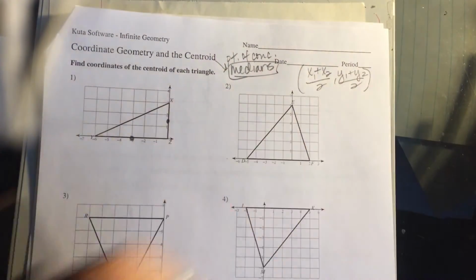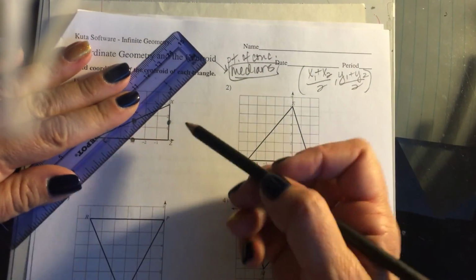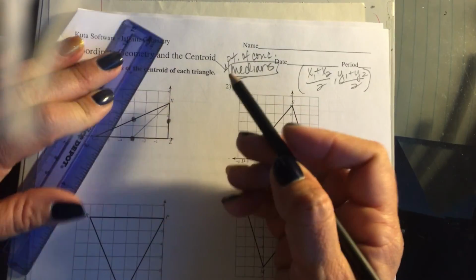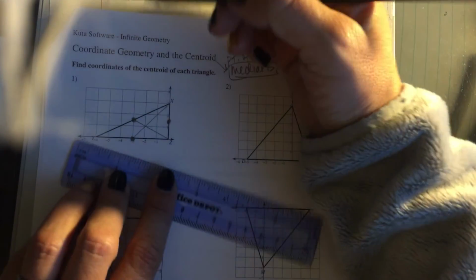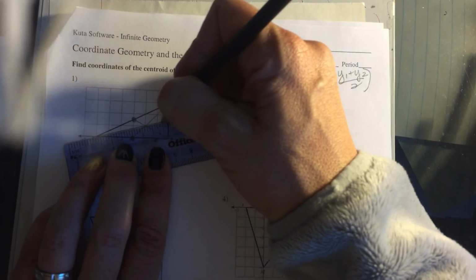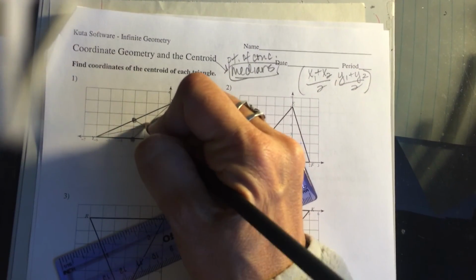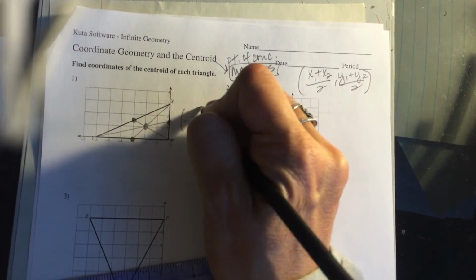So if you have to do any calculations, but I'm looking at number 1, and I can see what those medians are. And then from each of the medians, I'm going to sketch in from the median to the opposite vertex. And their point of concurrency is the centroid. So the answer to number 1 is going to be -2 and 1.